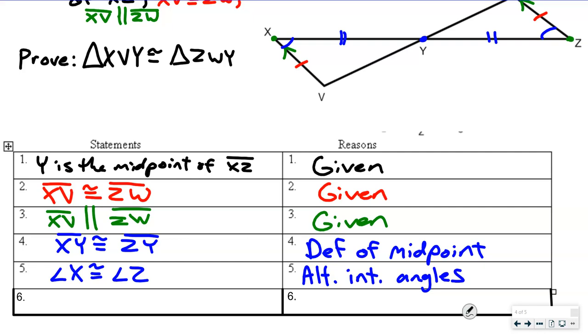And then we need to prove that final statement up there, that congruent statement. Triangle XVY congruent to triangle ZWY. And those are congruent. If we look back at our image, we've got two sides and the angle in between those two sides, showing that they're congruent by side, angle, side.